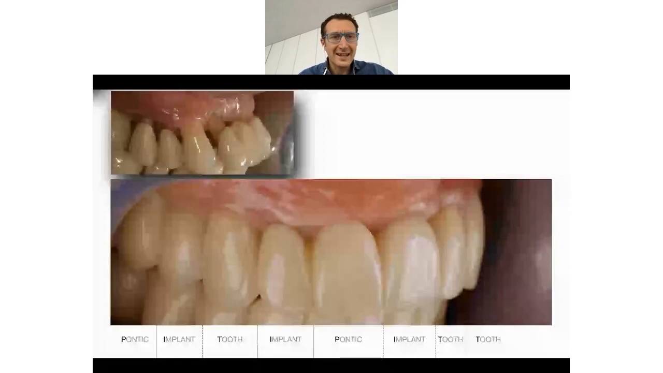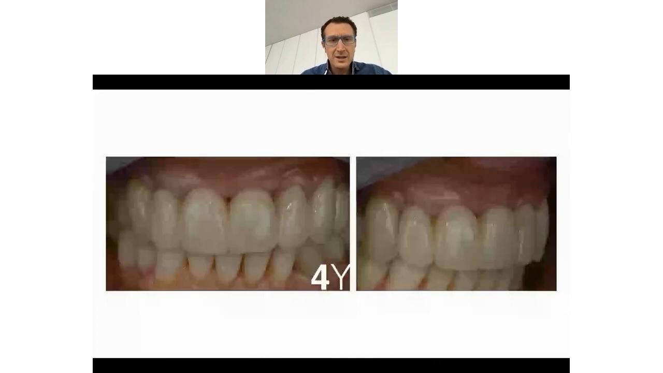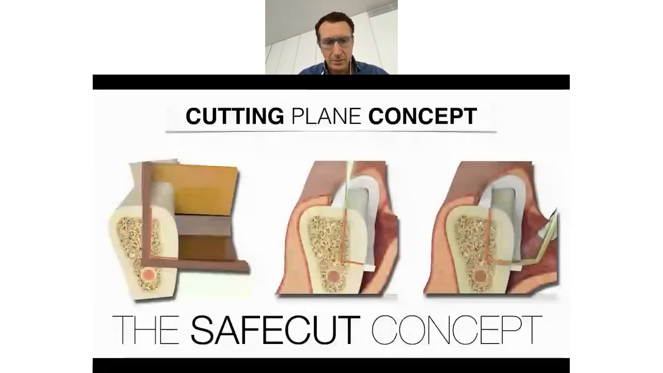Look, the starting point, the canine is still the canine of the patient with the crown. Obviously, we have an implant in position 1-2, and an implant in position 2-1 with a pontic in the right central incisor, and then an implant on the premolar. And this is the result after 4 years, everything nice and stable.